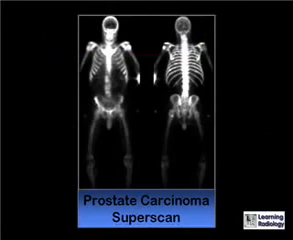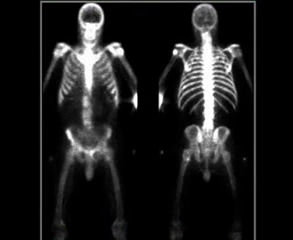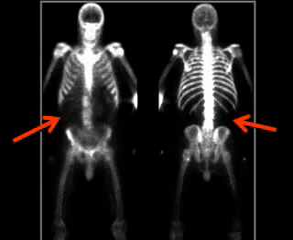This is an example of an anterior and posterior radionuclide bone scan in a patient with diffuse osteoblastic metastases from prostate carcinoma. This is a so-called superscan, in which there is so much radiotracer uptake in the skeletal system that the kidneys, which normally are visible because they excrete the radioactive tracer, are no longer visible.